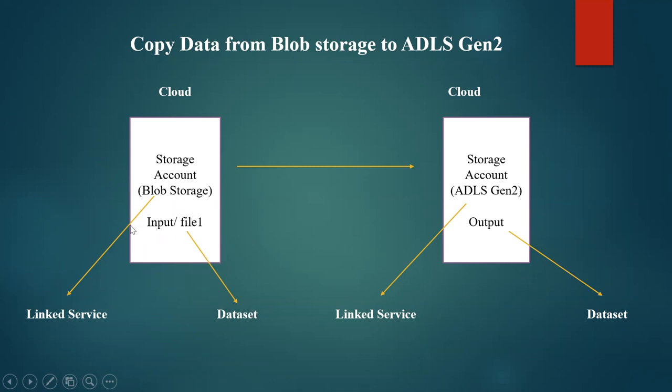So that is the reason we have two linked services: one linked service for Blob Storage, one linked service for ADLS Gen2, so that we can access the data or folders inside them. Then we create a dataset to pick the data we want to copy. And here we also create one more dataset to put the data where we want it, in the output folder. So that is the reason we have two datasets here.